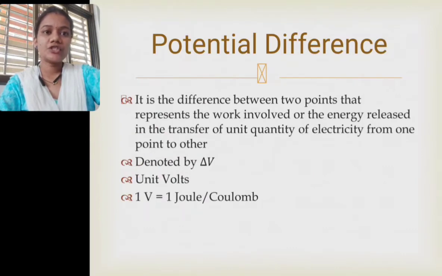The next is potential difference. It is the difference between points that represents the work involved or the energy released in the transfer of a unit quantity of electricity from one point to another. It is denoted by del V. The unit of potential difference is the volt, where 1 volt is equal to 1 joule per coulomb.